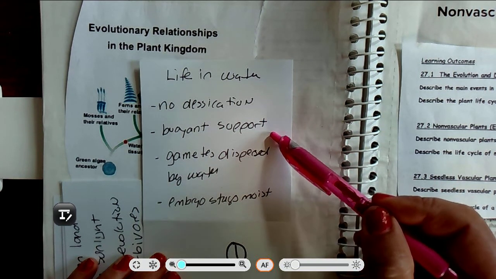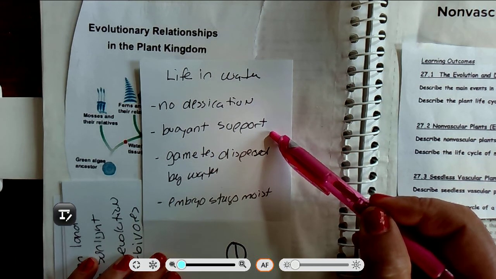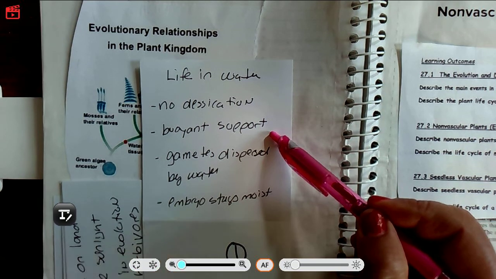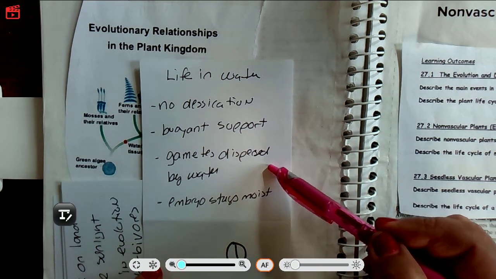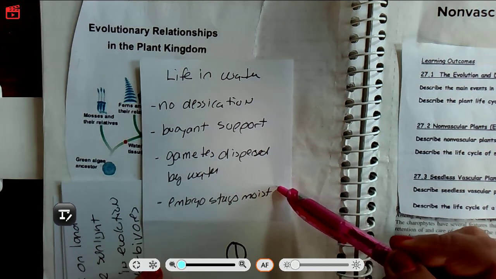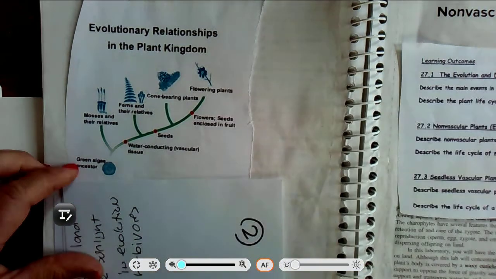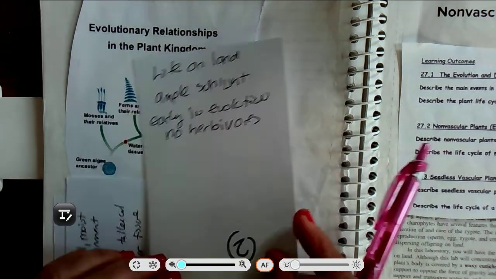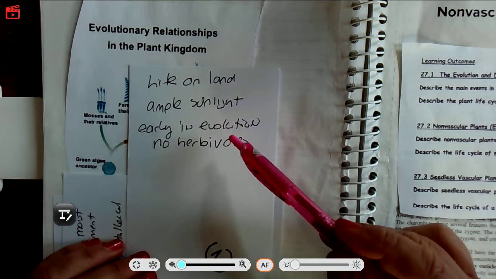Water supplied the green algae with buoyant support. Just think of seaweed. Seaweed outside the water is just floppy. Water provides buoyant support for the plant. Their gametes, egg and sperm, can be carried away by water currents, and the embryo stays moist. So life in the water definitely had its advantages. So why did organisms move to land?